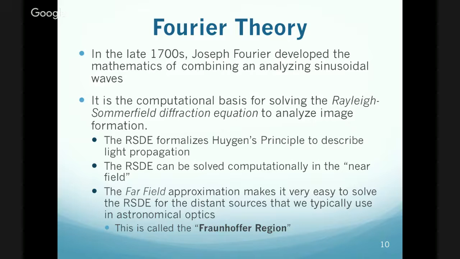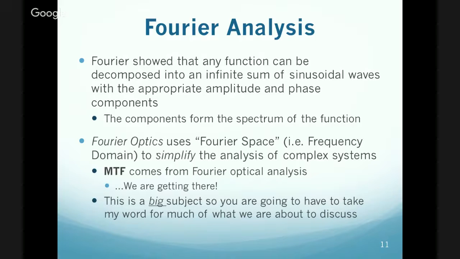It turns out the Rayleigh-Sommerfeld diffraction equation is actually pretty complicated, and when you make some simplifying assumptions, that's what gets you out to the far field. And by the way, the focus of a lens or the focus of a mirror is in the far field diffraction region of an optical system. One of the things, well, the main thing that Fourier did is he showed that any function can be decomposed into an infinite sum of sinusoidal waves.